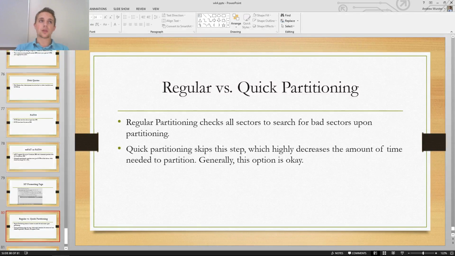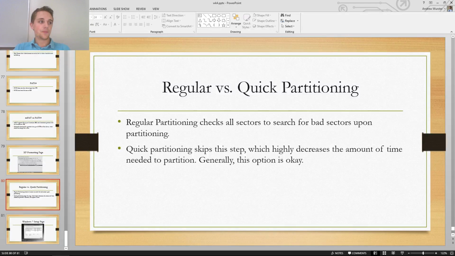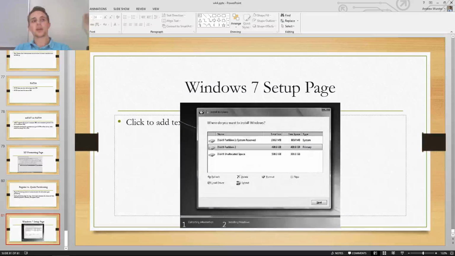So normal partitioning checks all the sectors and flags them down as this sector's bad, this sector's bad. Quick partitioning skips that, which is normally fine. But if you have an issue where data is kind of writing weird, usually you'll just reformat without quick formatting in place. And then, just like the XP page, this is how you go into formatting in Windows 7.